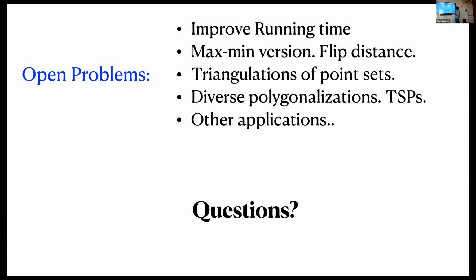One thing I'm very interested in is the flip distance between triangulations. In a triangulation, you can take an edge, and if the two adjacent triangles form a convex quadrilateral, then you can flip the edge. And it is known that you can get from any triangulation to any other triangulation by a sequence of flips. Clearly the shortest sequence of flips defines a distance on the space of triangulations. It's a metric. And now you can ask for diverse triangulations with respect to this flip distance metric.